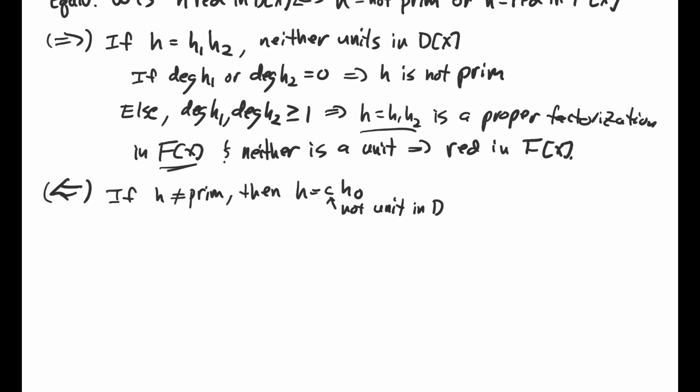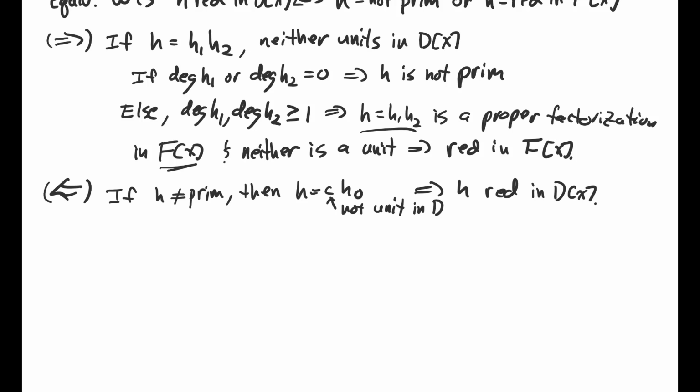Now we go to the left. All right, reverse direction. If h were not primitive, then you could factor out its content. h would be c times h naught in D[x]. Since h is not primitive, c is not a unit in D. It's obviously not an associate. And that means that h is reducible. We just factored it. All right, so that's no problem.